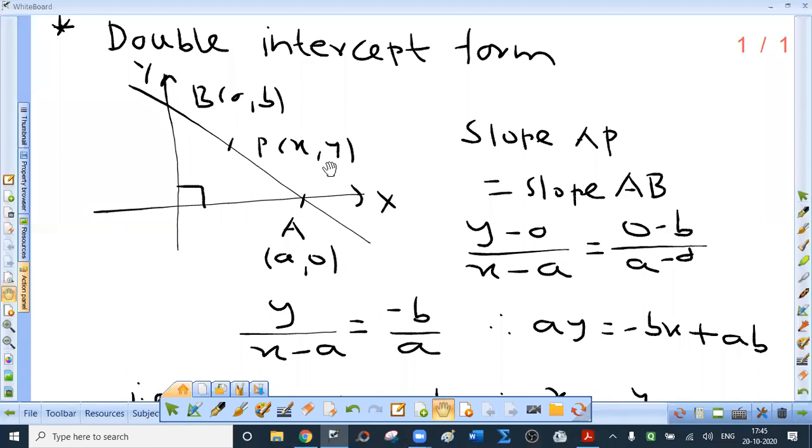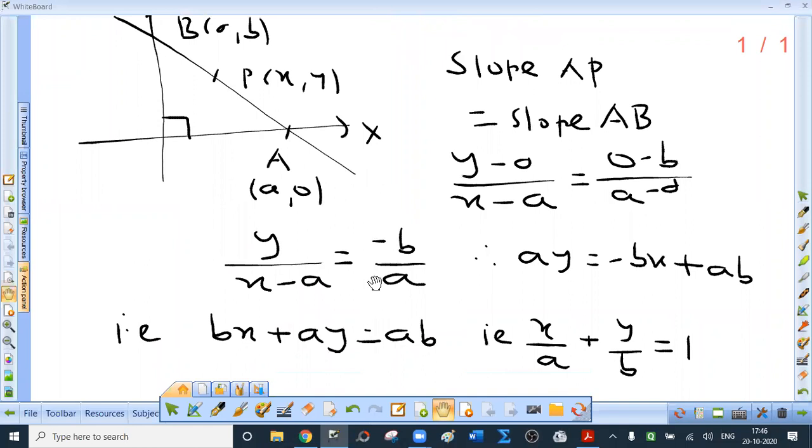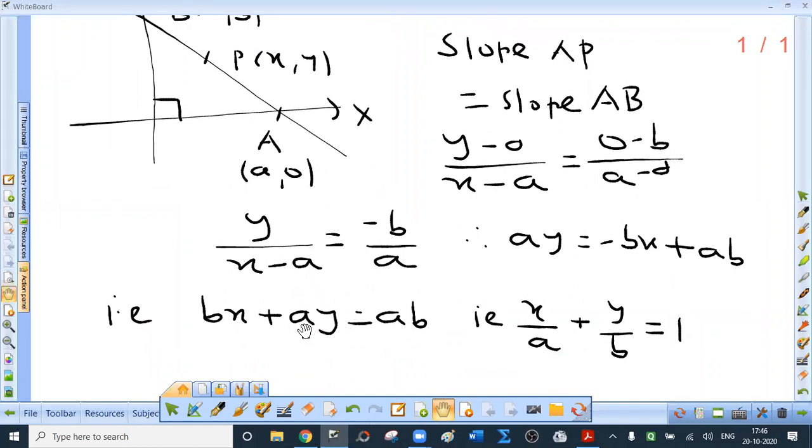See, in exam proof may be asked for 2 to 3 marks. So you have to write this. Here I have not written that, but I have explained that 3 points are collinear. So slope of line AP equal to slope of line AB. Formula is the same. Slope is difference in y coordinates upon difference in x coordinates. Okay. So that gives me y upon x minus a equal to minus b upon a. Cross multiply, rearrange the terms.